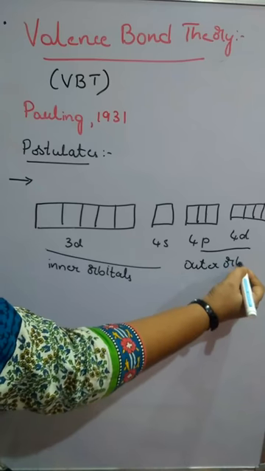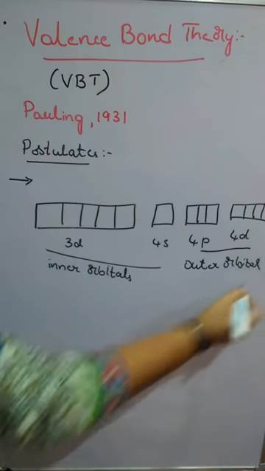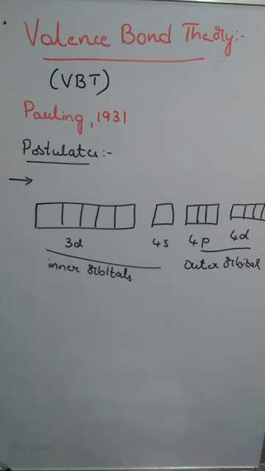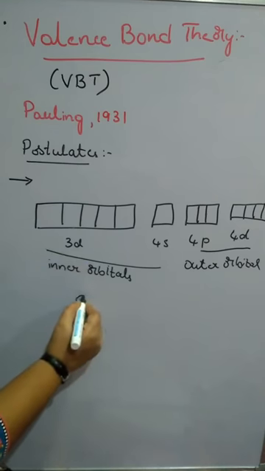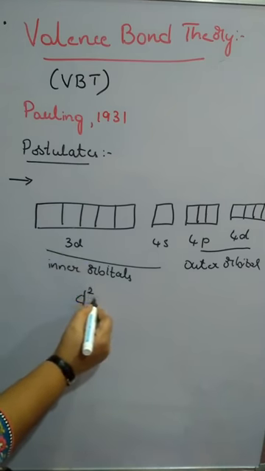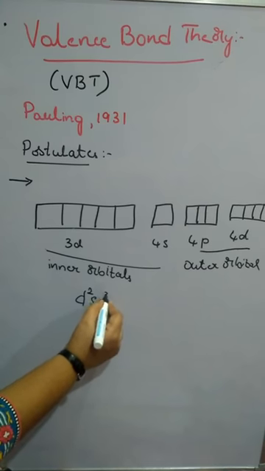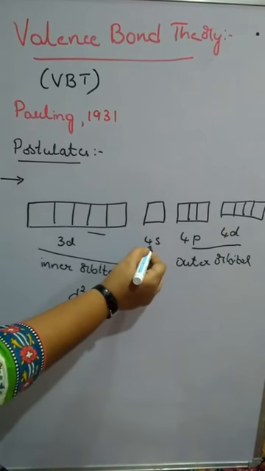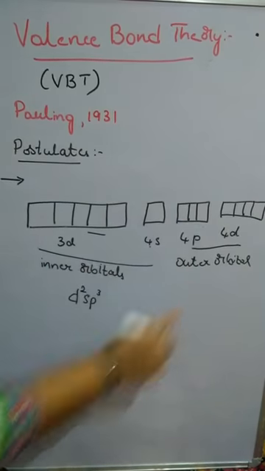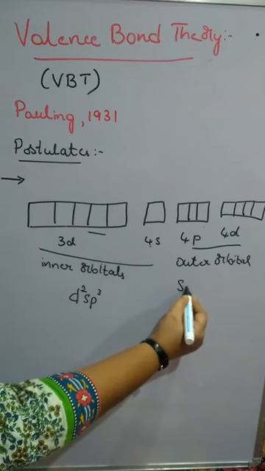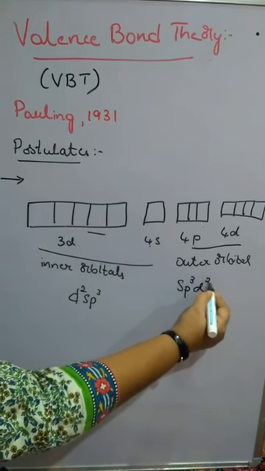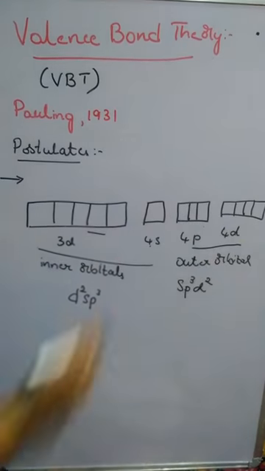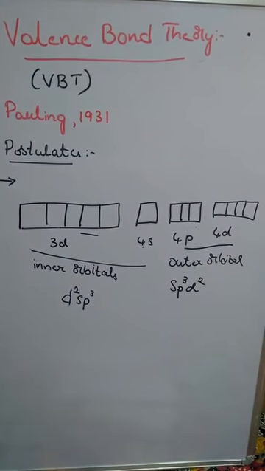We'll discuss this part once again with an example: inner orbital complex and outer orbital complex. Let me give an example. For an inner orbital complex, the hybridization will be d2sp3. It starts with 3d, so 3d2, s and p3. For an outer orbital complex, it is sp3d2, that is, 4s, 4p and 4d orbitals are involved.